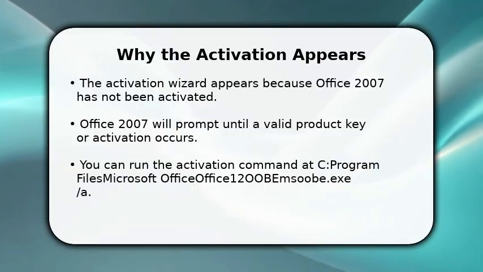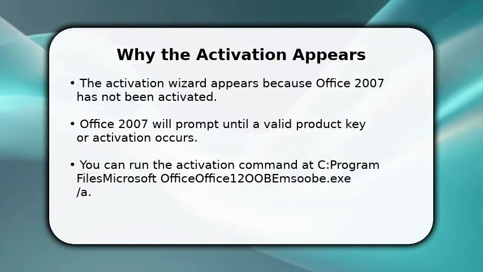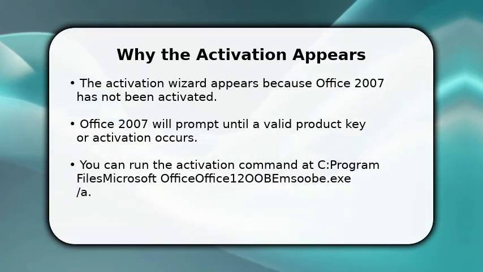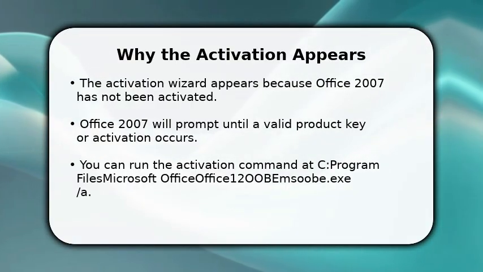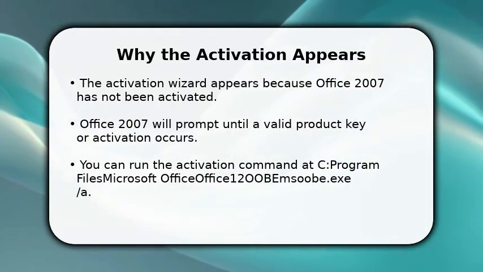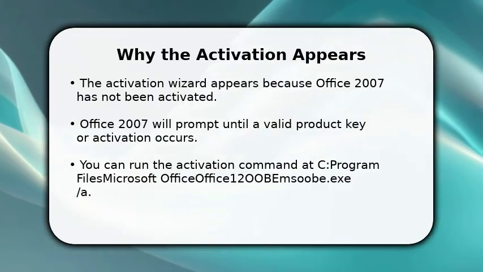The activation wizard appears because Office 2007 has not been activated on this computer. The program will prompt repeatedly until a valid product key or activation completes. Open any Office 2007 application such as Word or Excel to start. Go to the Help menu and select Activate Product.